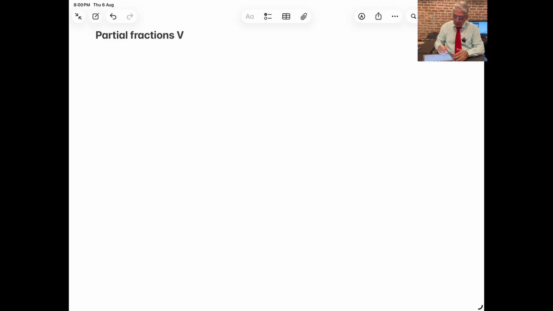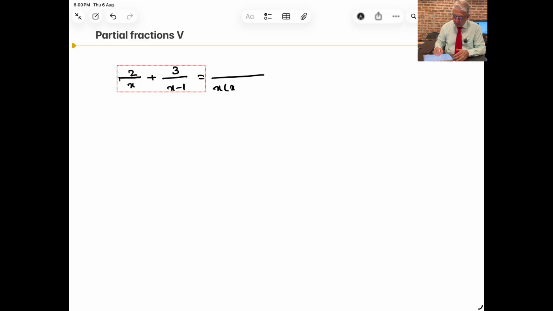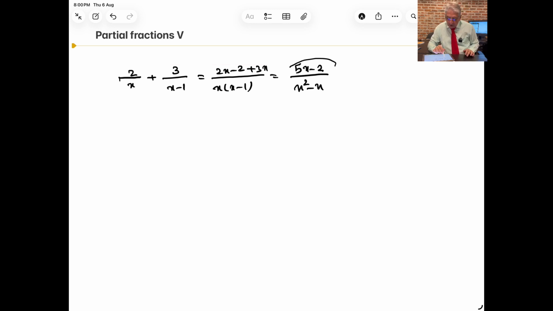Now you know that if you have, for example, 2 over x plus 3 over x minus 1, you can take the common denominator, which is x times x minus 1. Here you are going to get 2x minus 2 plus 3x, so you have 5x minus 2 divided by x squared minus x. You have these two fractions, you add them up, and you get this one fraction. You have done it before.